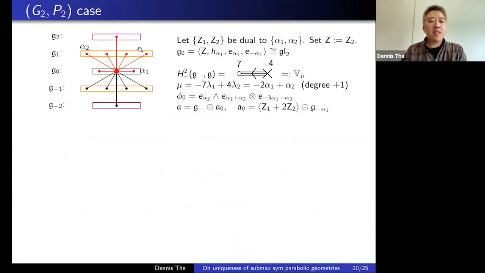Here is the G2 root diagram that was discussed earlier and in Andrea's talk. I have simple roots, alpha 1 and alpha 2, with alpha 1 long. Let me define the corresponding dual basis. This spans the Cartan subalgebra: Z1, Z2. The grading element, because I'm working in the P2 case, is going to be Z2. This stratifies things into these levels. G0 is GL2. You have an SL2 triple there, and then you have the grading element.